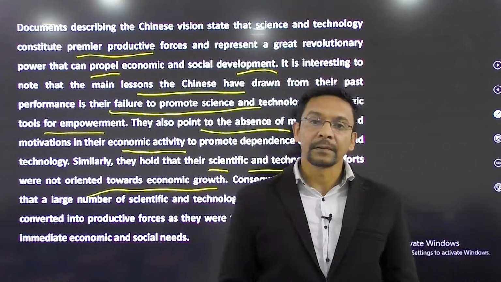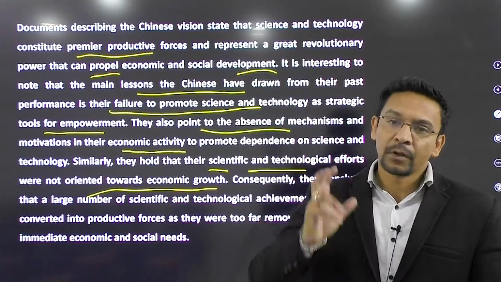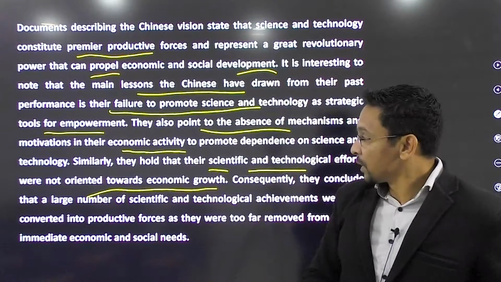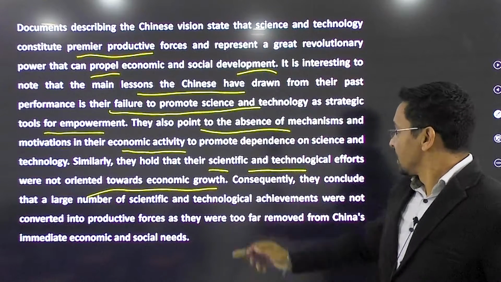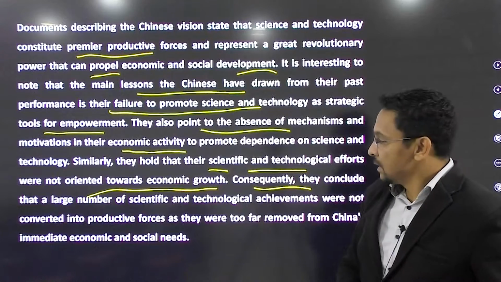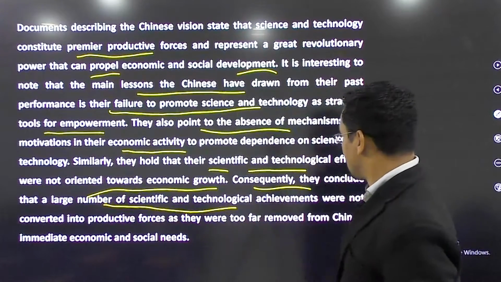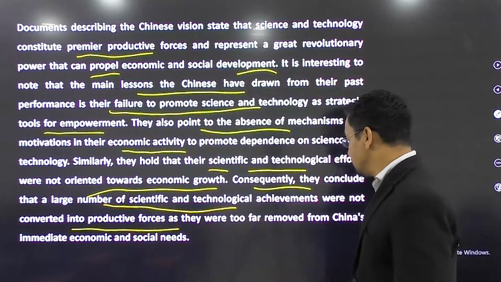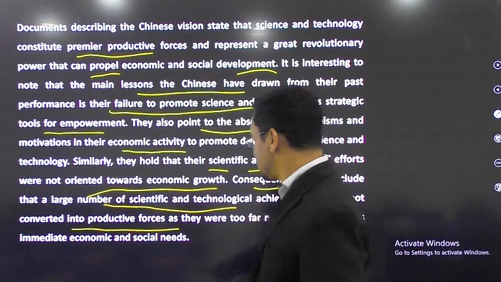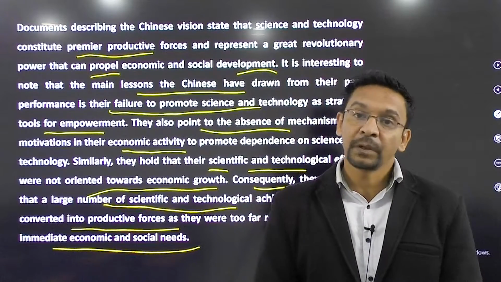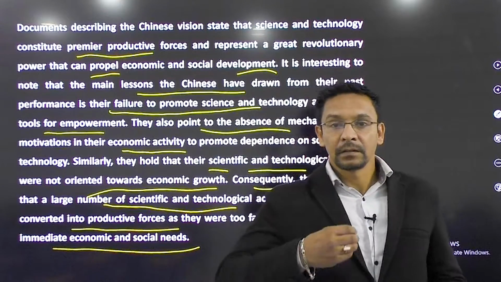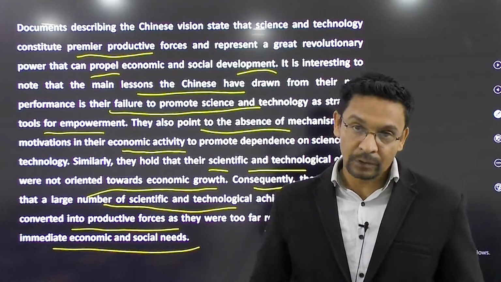मतलब, the efforts were there, but there was some problem. The problem was that those efforts were not directed towards economic growth. And that has been a problem. Consequently, they conclude, we मानते हैं that a large number of scientific and technological achievements were not converted into productive forces, as they were too far removed from China's immediate economic and social needs. So जो economic plans में, scheme of things में, science and technology could not be inculcated, then obviously China could not make full use of these for economic growth.